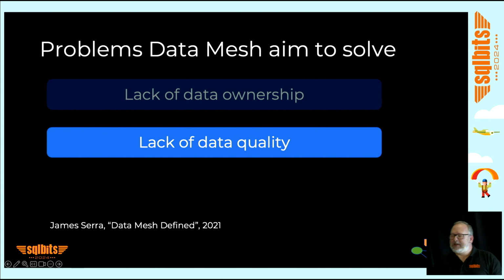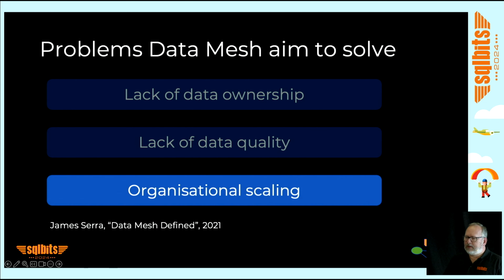Exactly. It also aims to solve the problem of data quality. So the infrastructure team is now responsible for the data in the analytical system, but they don't necessarily know the data that well. And the third thing is the problem of organizational scaling. Since traditionally, and still, the team that's handling the analytical systems are often very few people. And they become this bottleneck, right? So this is what data mesh aims to solve.